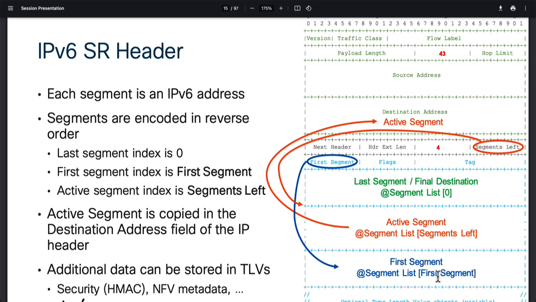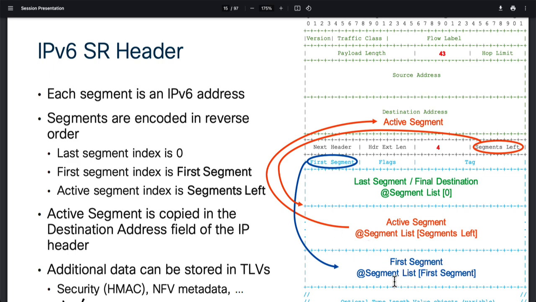And then you have these different segments. You have the first segment, you have the active segment, you have your last segment. Now if you take a look here, this last segment really points to the last segment, and the value of the last segment is 0 here. Then you have this active segment that indicates the number of segments left. That value goes into your active segment, which happens to be your destination address, or that will go here into your active destination.